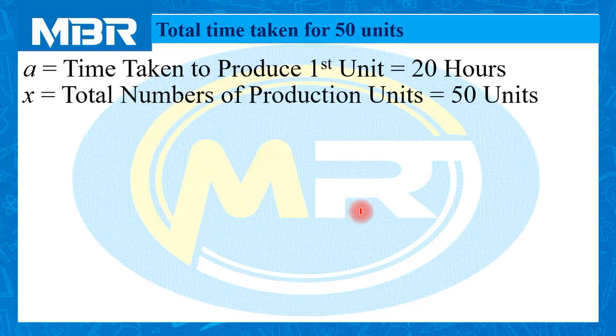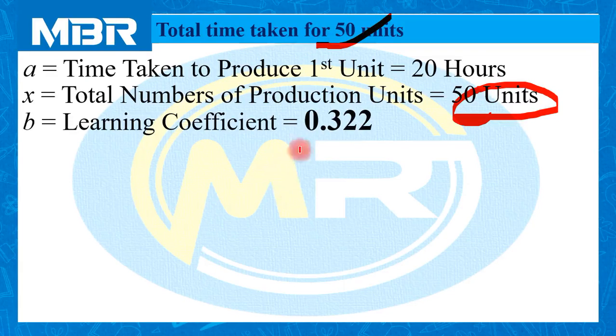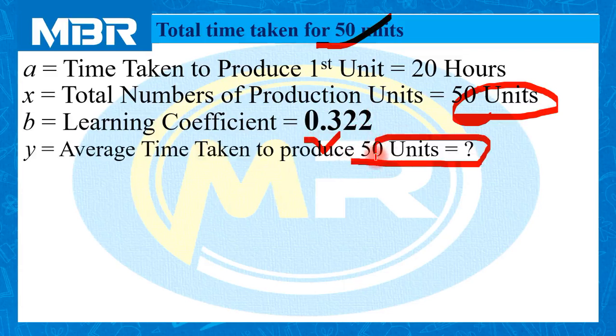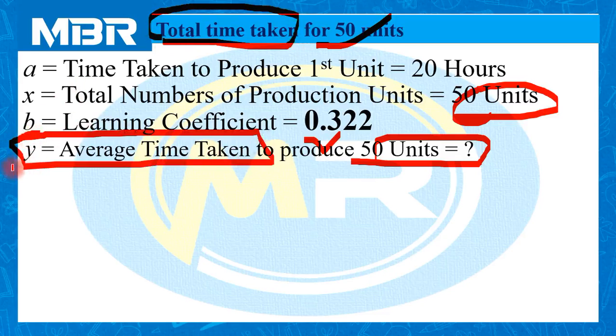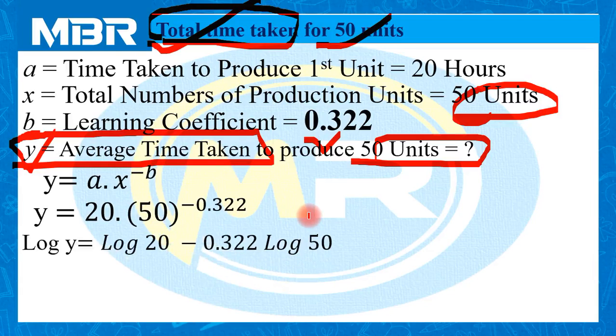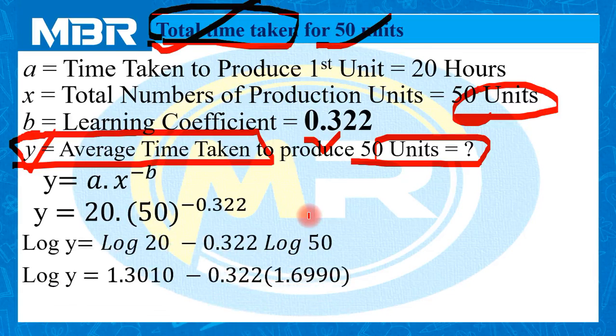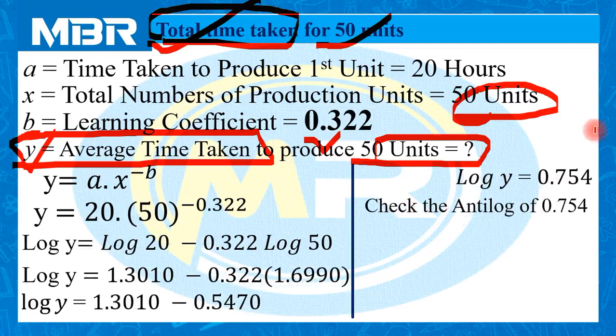Time taken to produce the first unit, 20 hours. Total number of units of production as required, 50 units. Learning coefficient 0.322 as given in the question, and the average time taken to produce 50 units. Before calculation of total time, it is compulsory for us to calculate the average time, because on the basis of this Y, we can calculate the total time taken for 50 units. Y is equal to A multiplied by X raised to minus B. Insert the values in the formula and use the logarithmic table and mathematical operations in order to find the final value of log Y.